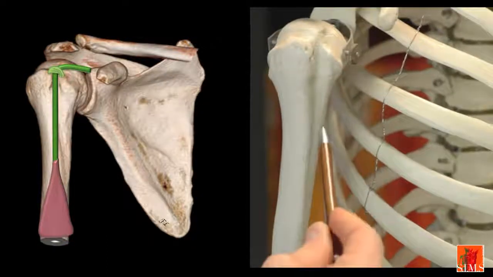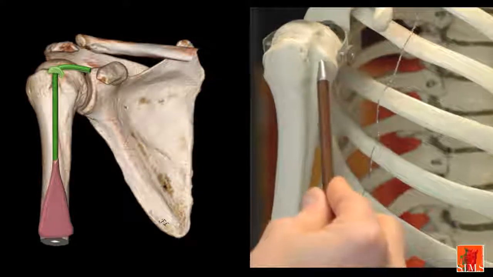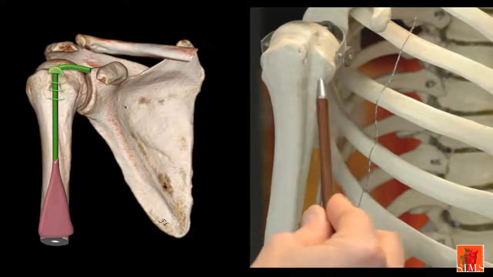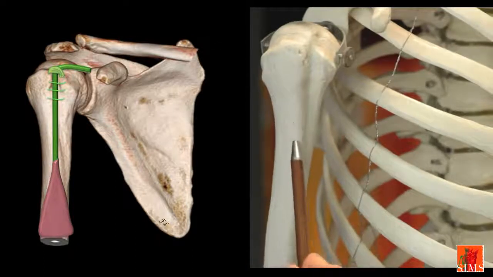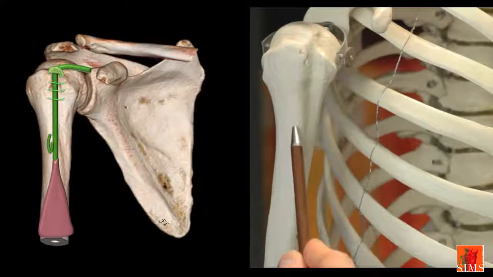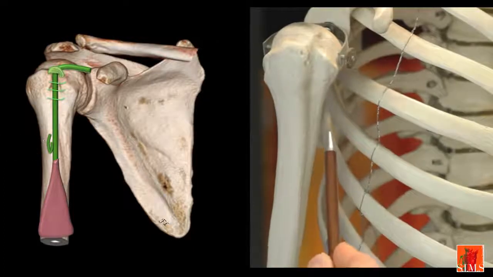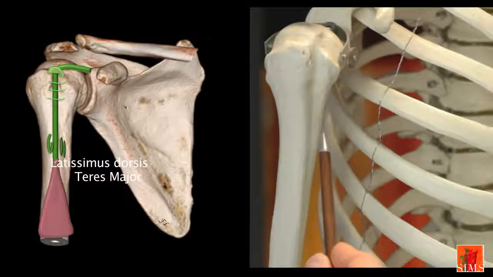This tendon will be held in place in the groove by fibers from the subscapularis. It will also be crossed over, just about here, by the pectoralis major tendon. At this level we have the pectoralis major tendon, the biceps, and more internally the latissimus dorsi and teres major.